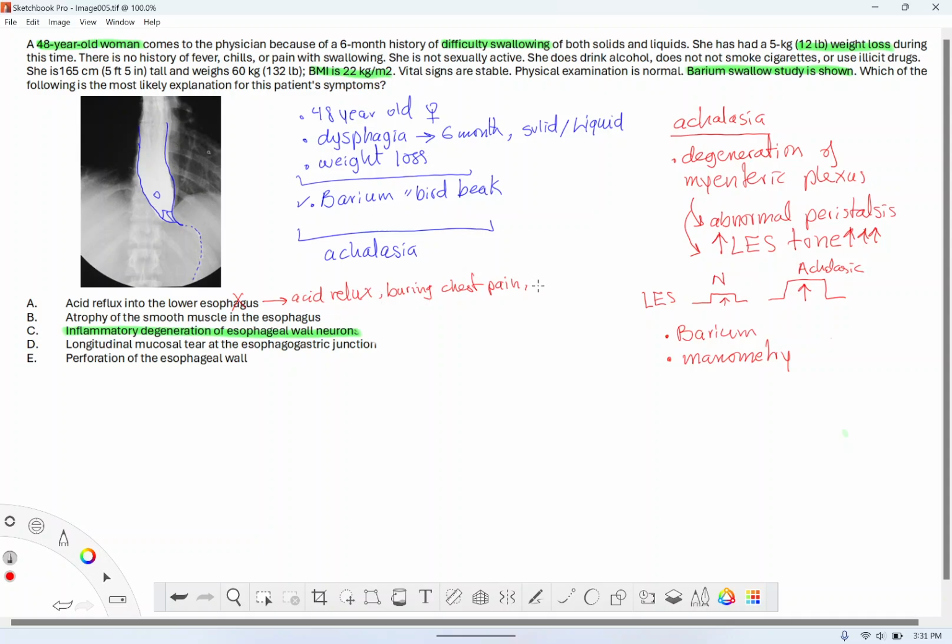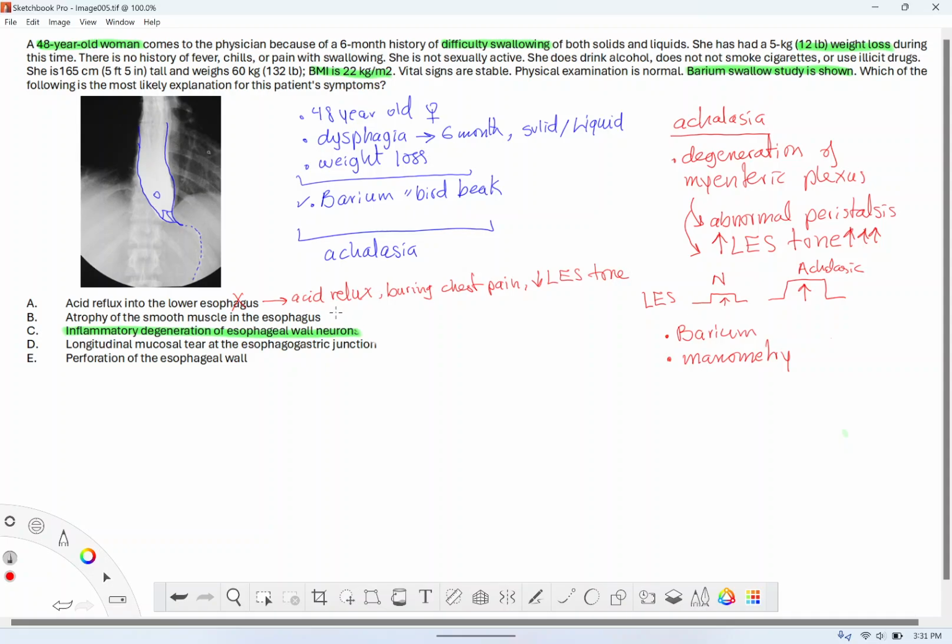Okay, so they have the incompetent LES. In the case of acid reflux disease, the LES tone is actually decreased. It's more relaxed. It's not increased. So it's the opposite of achalasia. Achalasia is the LES is super tight, increased tone. Whereas with GERD, it is loose. It doesn't close completely. It's incompetent.